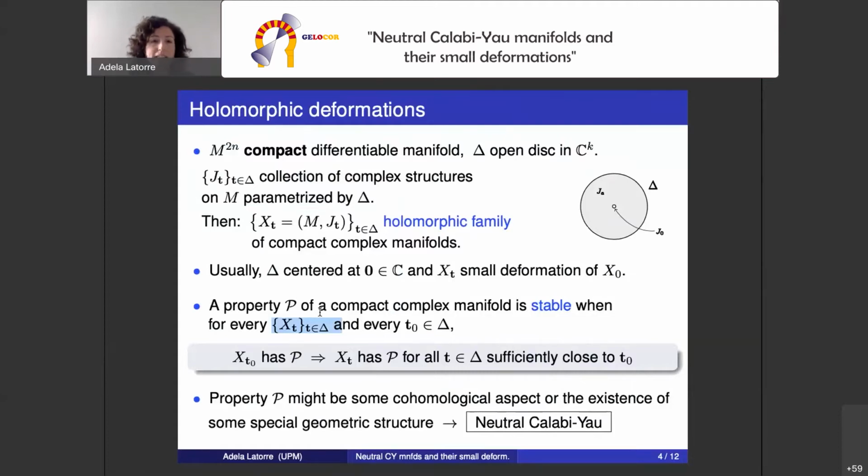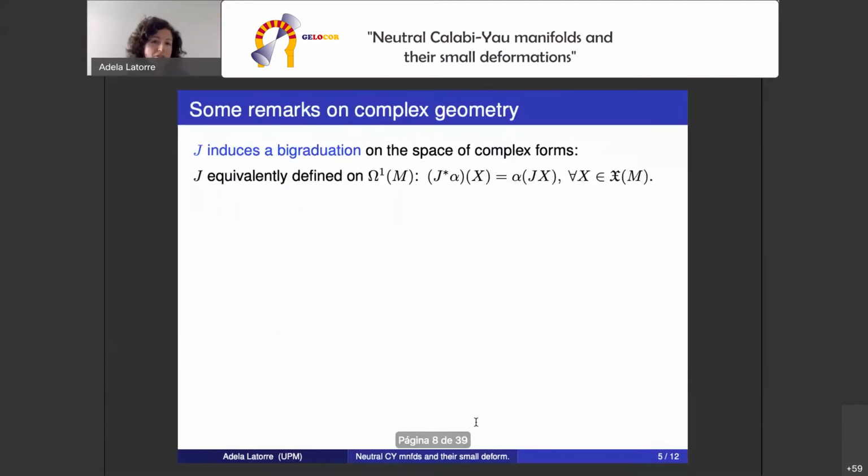Okay, so in our case, we would like to deal with this problem of holomorphic deformations, paying attention to the existence of neutral Calabi-Yau metrics. So before explaining what a neutral Calabi-Yau metric is, I would like to give some other ideas on complex geometry. Some few facts that I will need in the following.